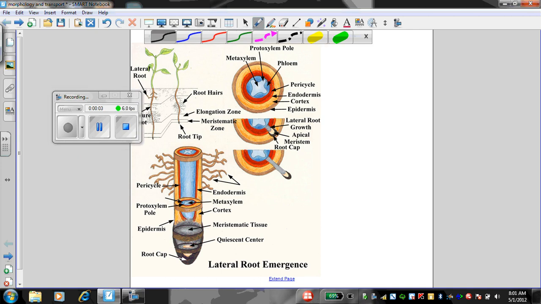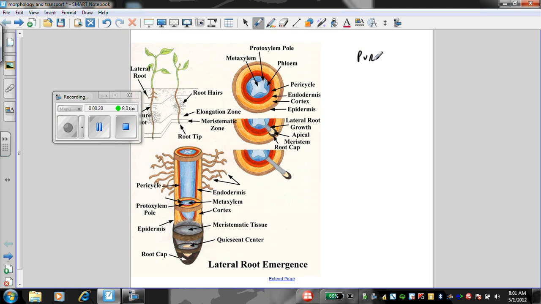Okay, this is a recording for morphology, transport, and I'll throw a little bit of plant response in there as well. So we're going to start off with the basics here. We'll talk about roots, shoots, and leaves. The first part, roots, we need to know what the purpose of a root is.